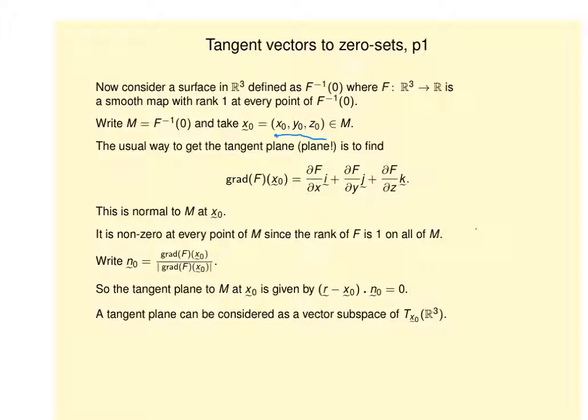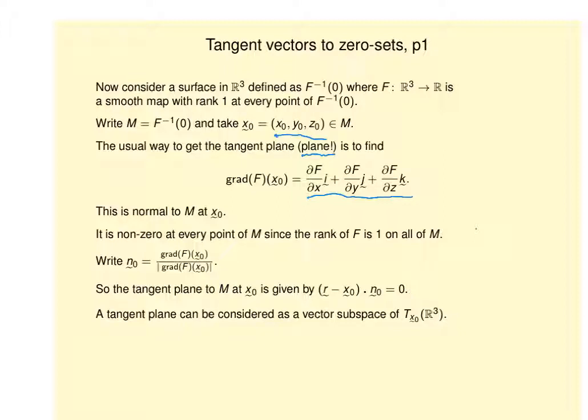The usual way to get the tangent plane, and I emphasize plane here rather than space, is to first of all find the grad, standard formula there for the grad of f, and that vector is normal to M, and what's more, it's non-zero at every point of M due to the rank condition.